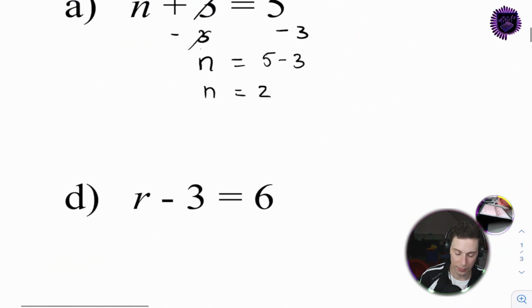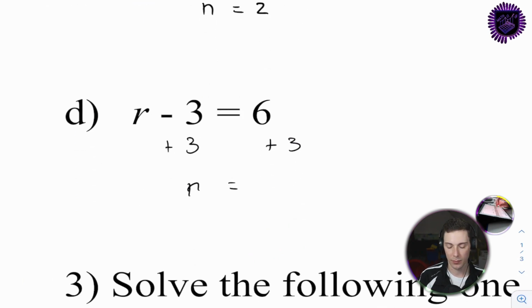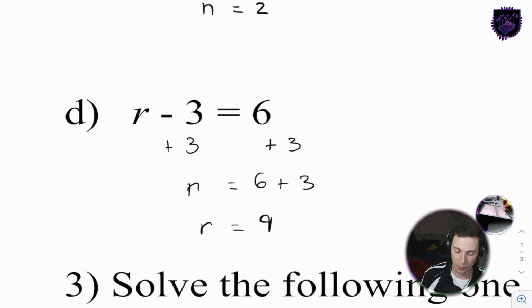2d. r minus 3 equals 6. Nice simple one. I'm going to add 3 to both sides of this equation. r is equal to 6 plus 3. r is equal to 9. Nice and straightforward there.